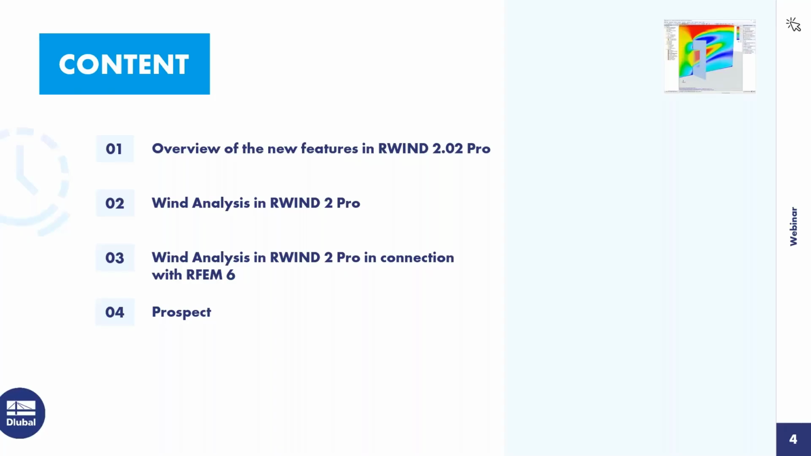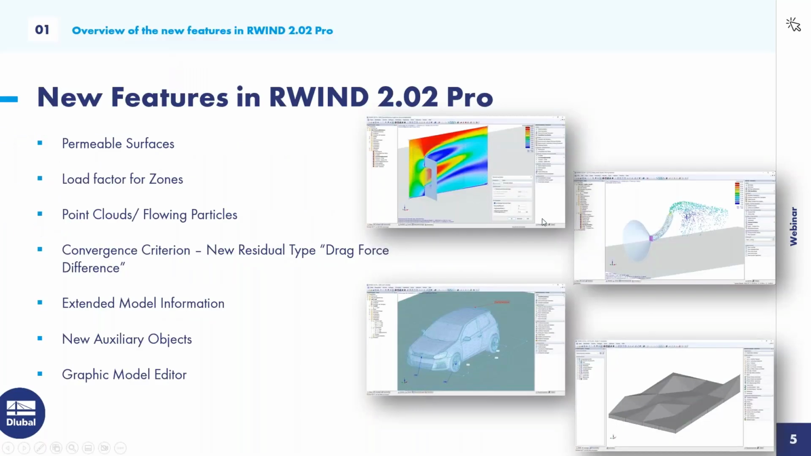All right, thanks, Andreas. So it should be working now that you can see my screen. I have prepared a PowerPoint presentation which will sum up the main new features of RWIND 2.02 Pro. This will be an overview for you, and you will be able later on to download the PDF file and double check it if you are interested in the main features.